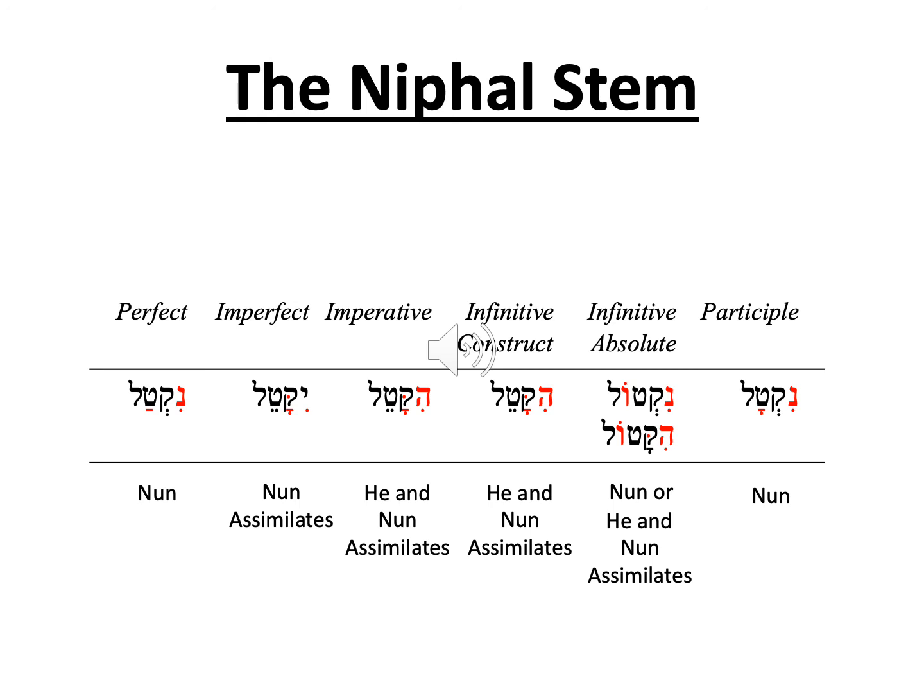There's also a he prefix in the imperative, the infinitive construct, and the infinitive absolute. The imperfect does not have the he, but there is still a hireq followed by the dagesh followed by the qamets, a vowel pattern that gives away exactly what stem this is.